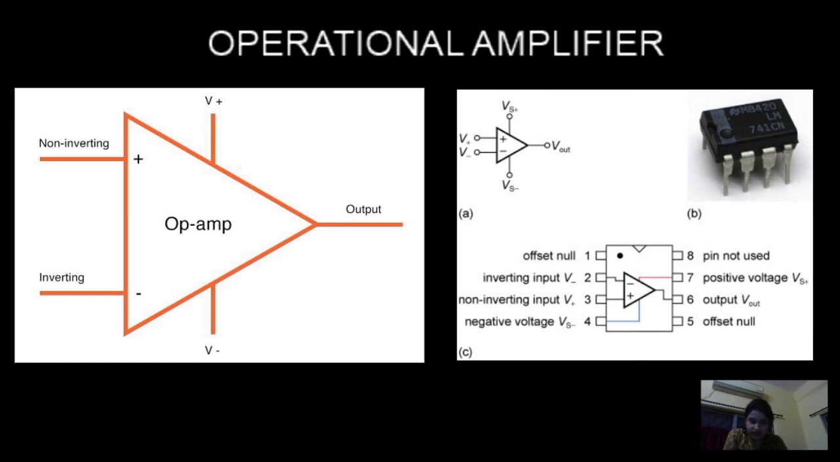And you see there are some other pins like pin number 8 which is not used. Pin number 1 and 5, both the pins are written as offset null. Actually, offset null adjustment is made between these two pins. It can be done manually, but nowadays in the ICs that are available already this offset null adjustment is being done. And this is the IC shown here, the integrated circuit chip that looks like this. And this is the symbol of op-amp. It's triangular in shape, and this triangular shape actually indicates that it's an amplifier.